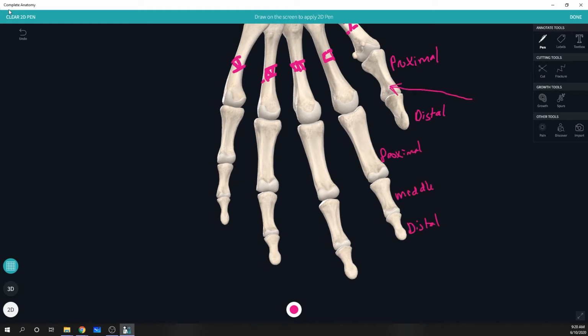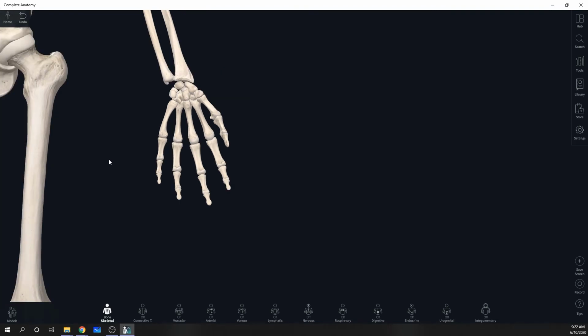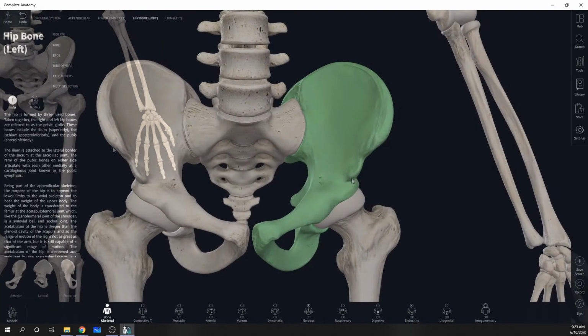Let's say I wanted to name this bone. This would be proximal phalanx 1. If I wanted to name this bone, it would be middle phalanx 4. And then lastly, if I wanted to name this bone, it would be distal phalanx 3. Kind of neat, right? Okay, so let's move from our upper limb over to our hip.